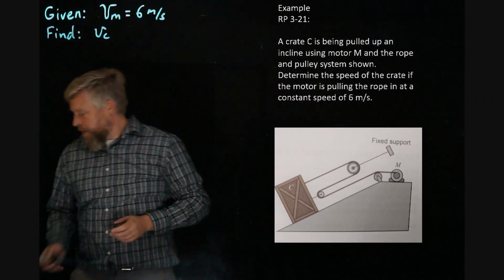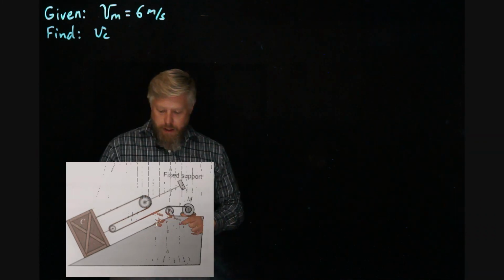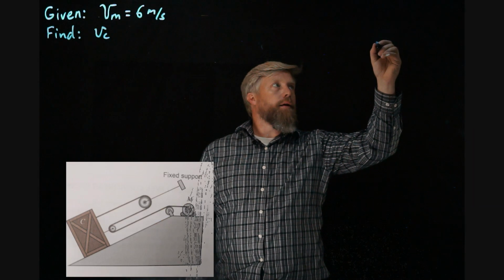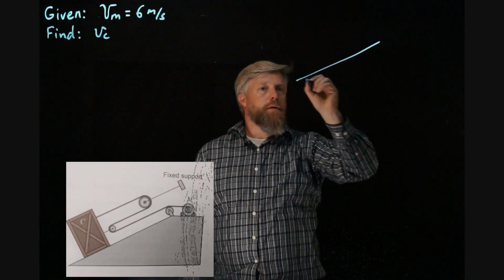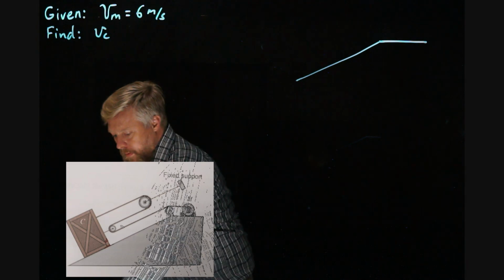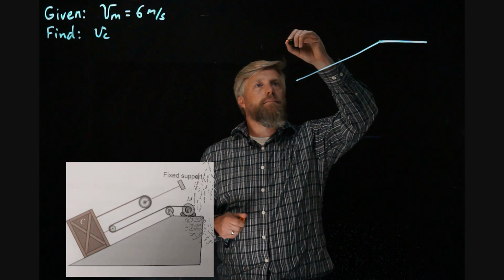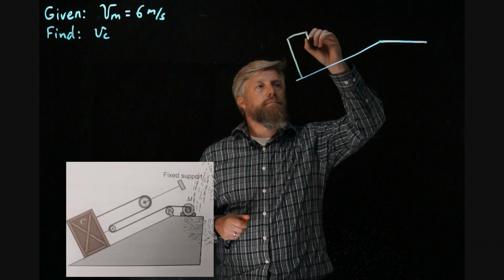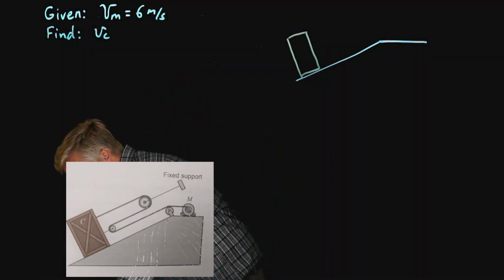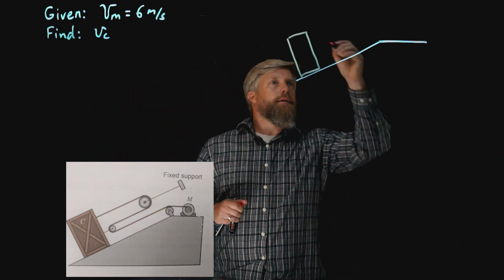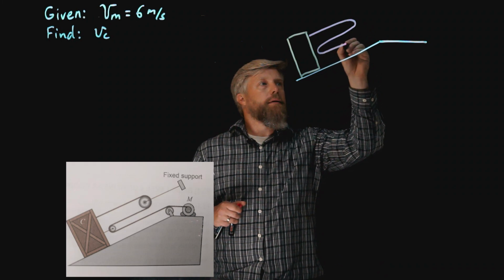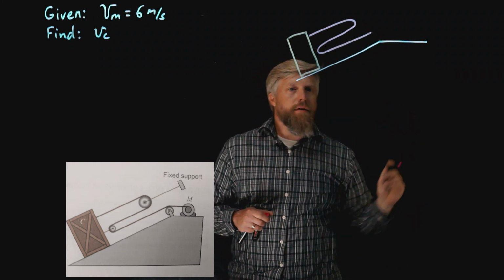Okay, next step, we've got to draw ourselves a picture. It's a sketch, and we're going to have an incline, and draw a crate on top of that. Okay, and that crate has a rope attached to it. And that rope is going to go around a pulley, around another pulley, and finally around another pulley.